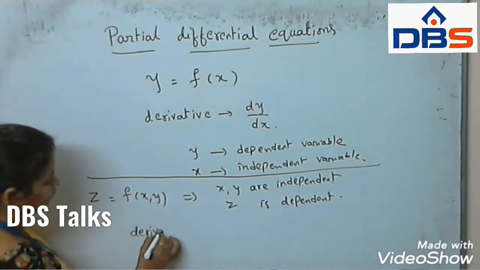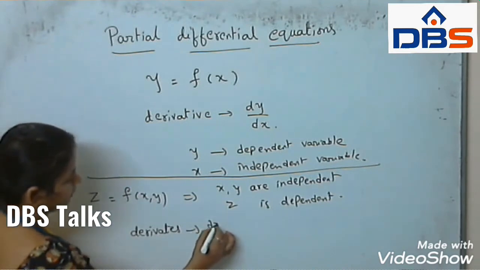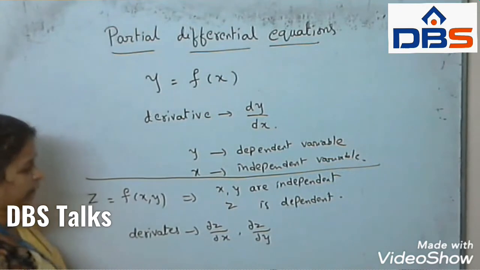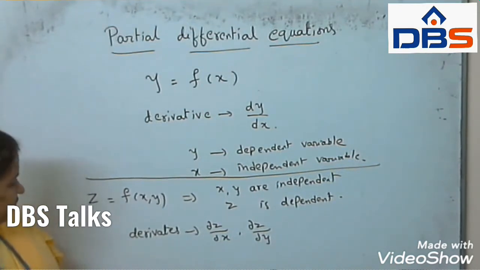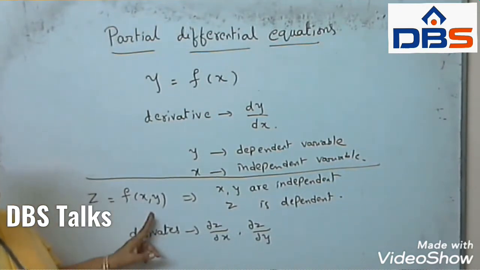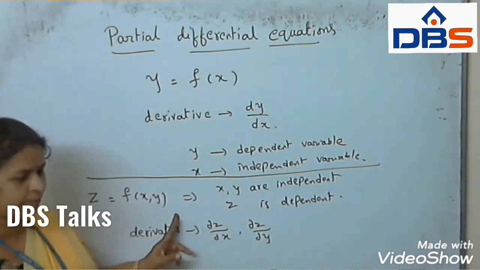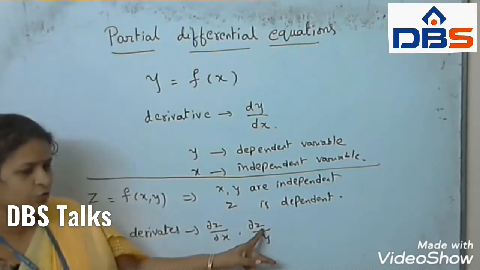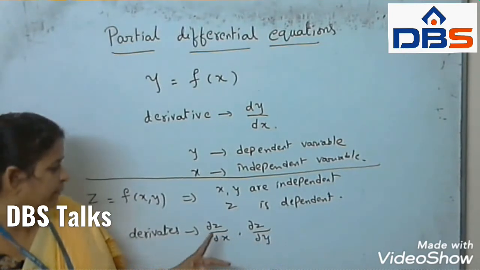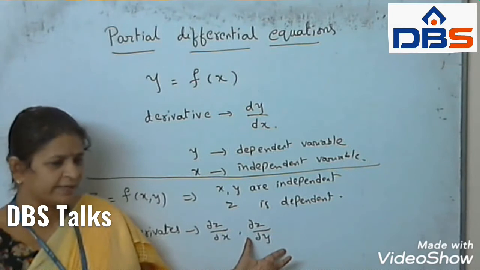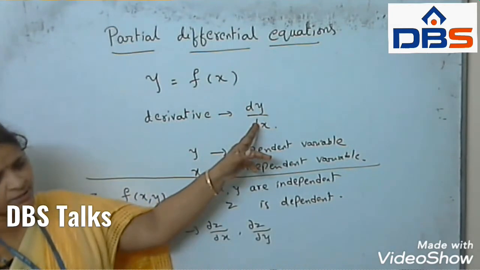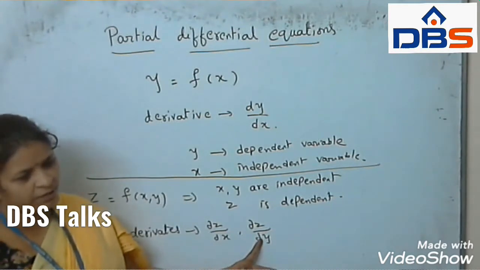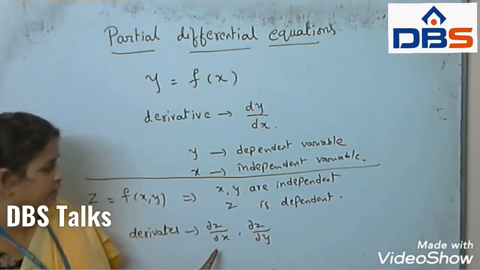So the derivatives would be dou z by dou x, dou z by dou y. That means we are differentiating z with respect to x and with respect to y. With respect to x means dou z by dou x. With respect to y means dou z by dou y. So these are called partial derivatives. Dy by dx is called an ordinary derivative. Dou z by dou x and dou z by dou y are called partial derivatives.